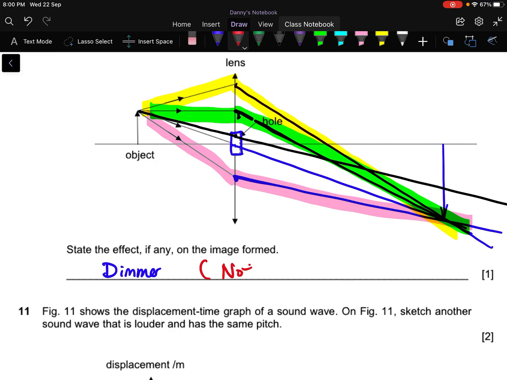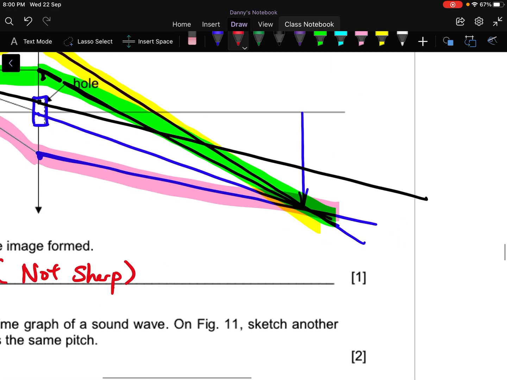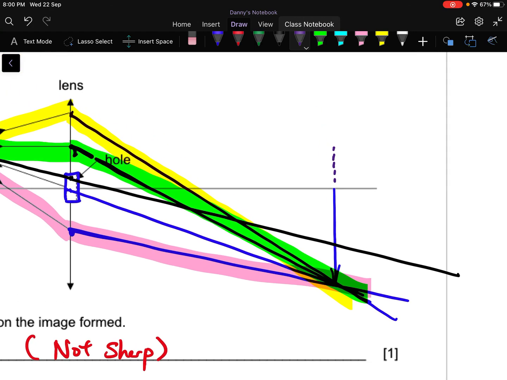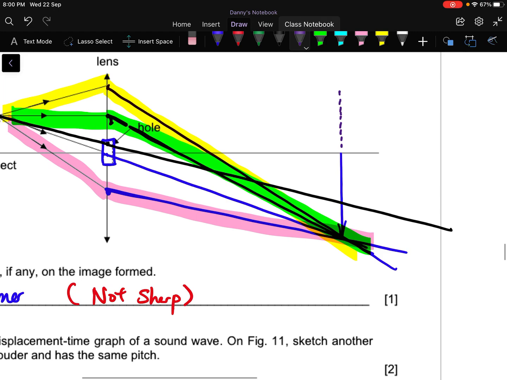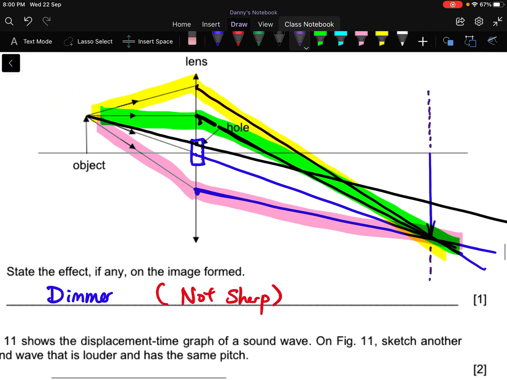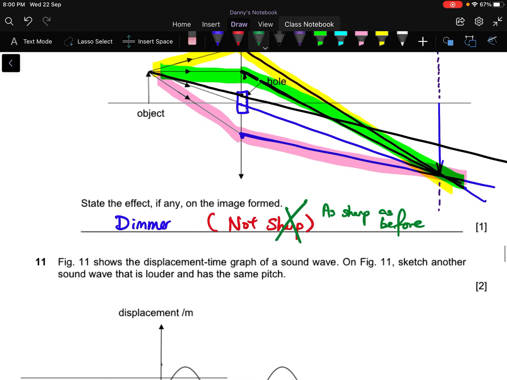Will it not be sharp? Well, since the image forms at the same place, because of the yellow ray, the green ray, and the pink ray, it is formed on the same plane. Therefore it is as sharp as before. This is wrong, right? It will be as sharp as before. Will it be blur? No, it won't be blur because the image distance never shifts.